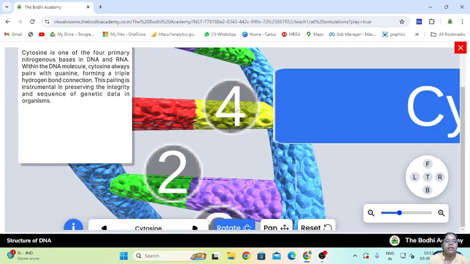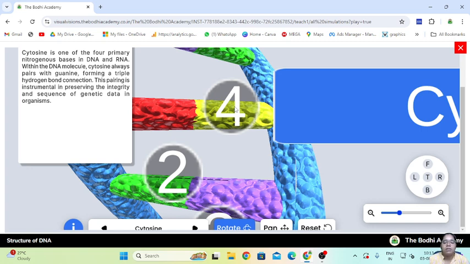The fourth one is cytosine. Cytosine is one of the four primary nitrogenous bases in DNA and RNA. Within the DNA molecule, cytosine always pairs with guanine, forming a triple hydrogen bond connection. This pairing is instrumental in preserving the integrity and specific sequence of genetic data in the organism.